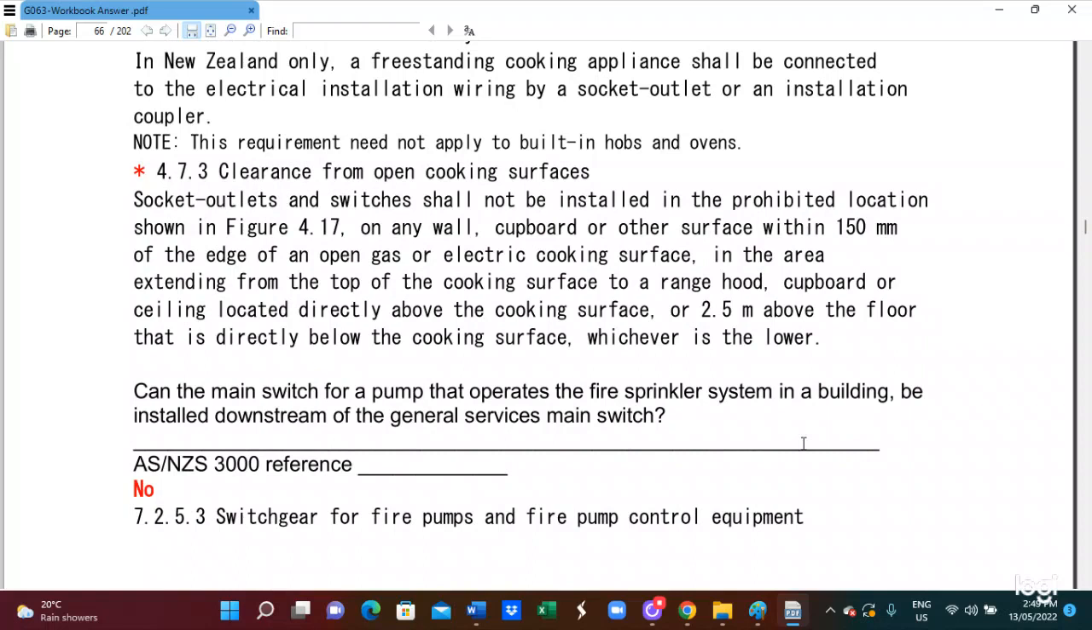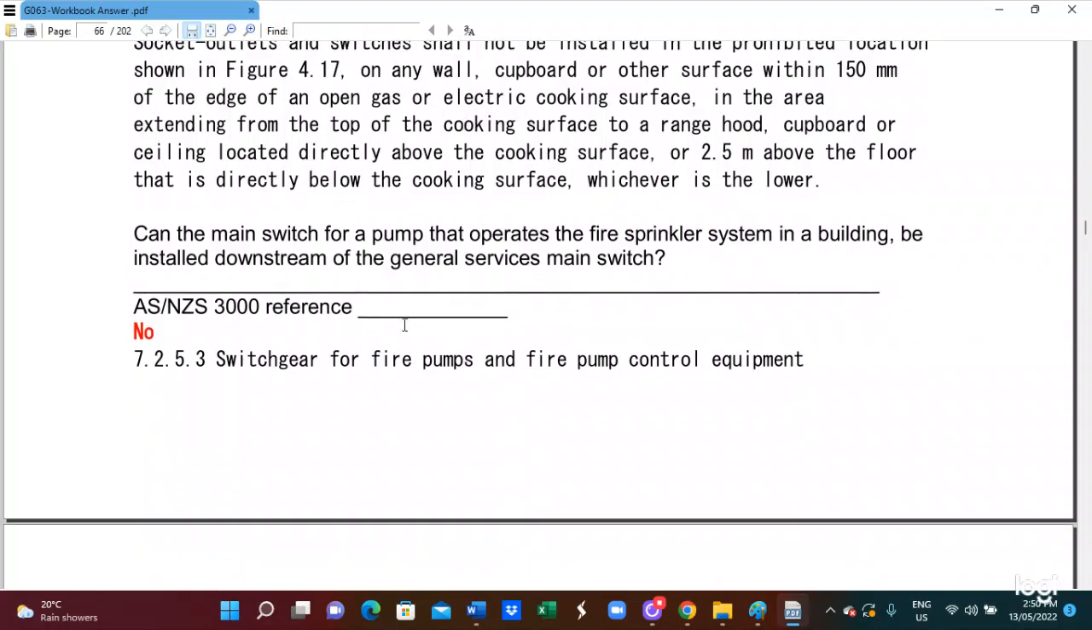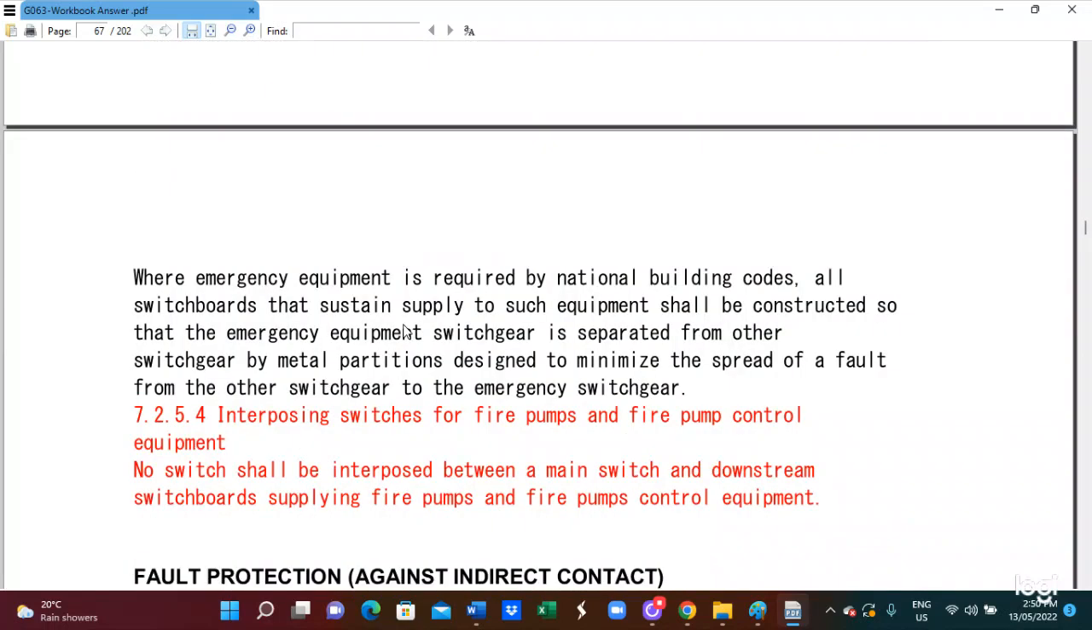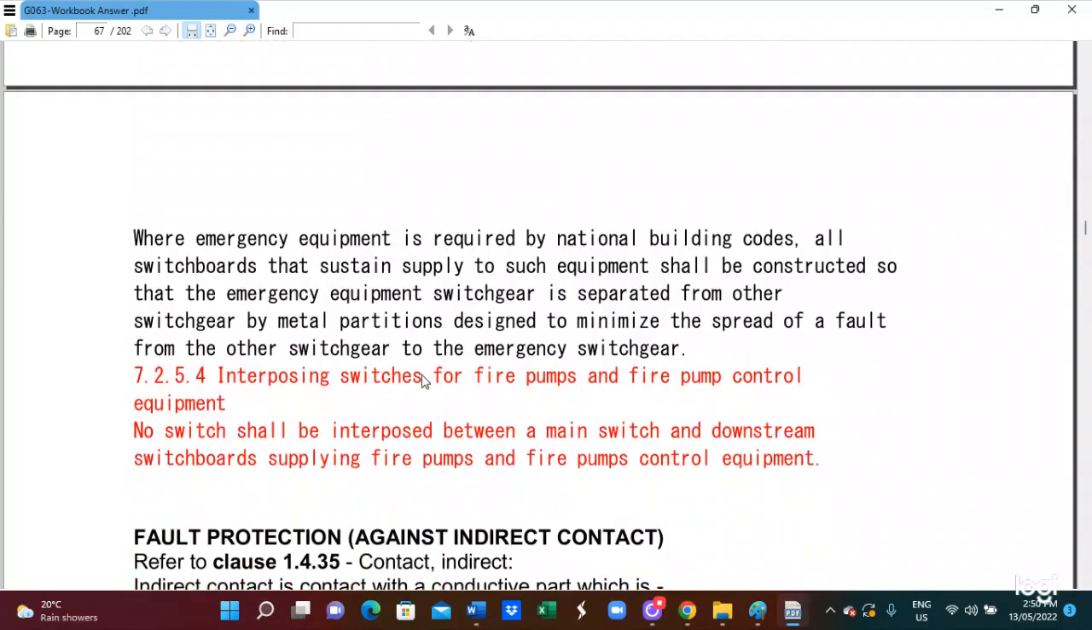A socket outlet and the switch cannot be installed in a prohibited location shown in figure 4.17 or on any wall, cable or other surface within 150 millimeters of the edge of the open gas or electric cooking surface. So those are the starting points we have to follow before we can install any switch. So we have to follow this.